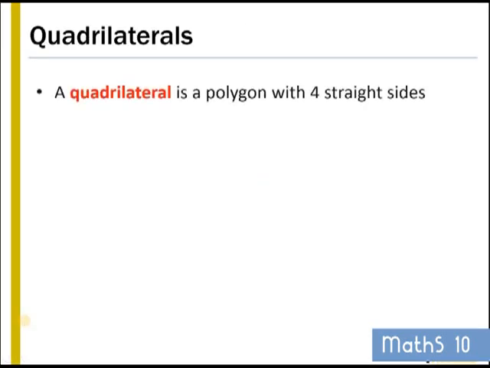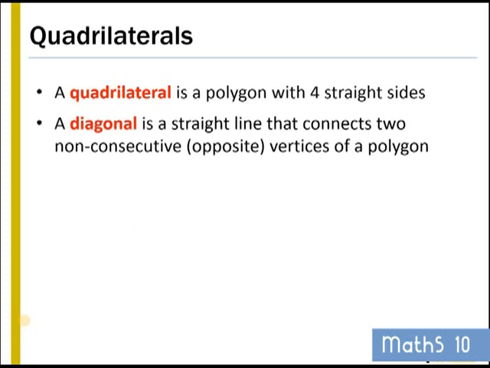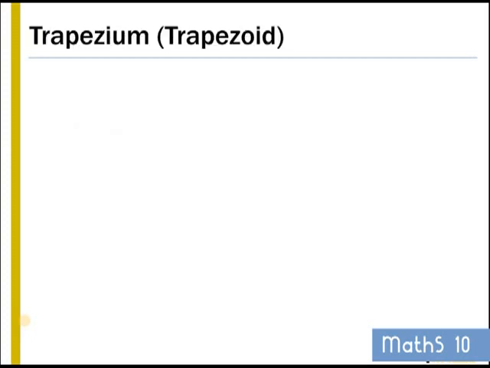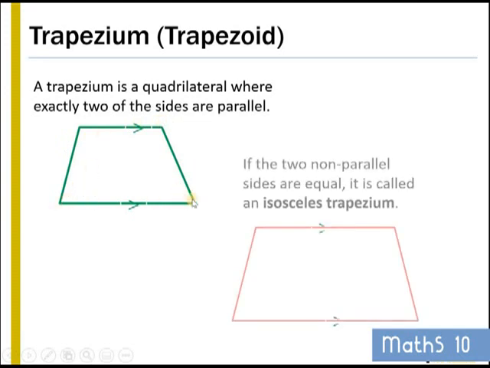Quadrilaterals. A quadrilateral is a polygon with 4 straight sides. A diagonal is a straight line that connects 2 non-consecutive opposite vertices of a polygon. We're going to start by looking at a trapezium, which is also known as a trapezoid. A trapezium is a quadrilateral where exactly 2 of the sides are parallel. So in this case, the top is parallel to the bottom.